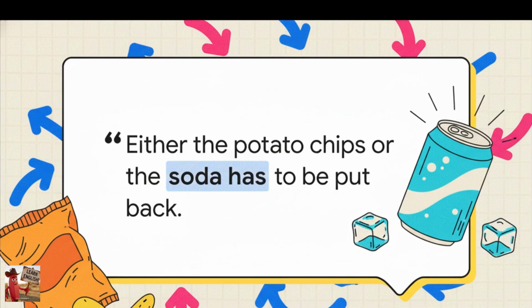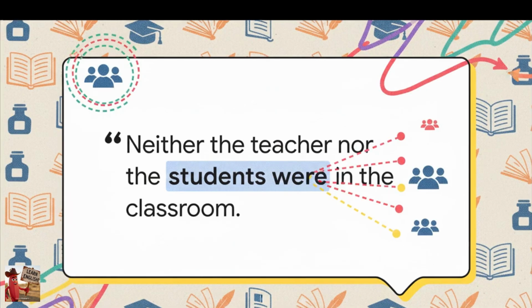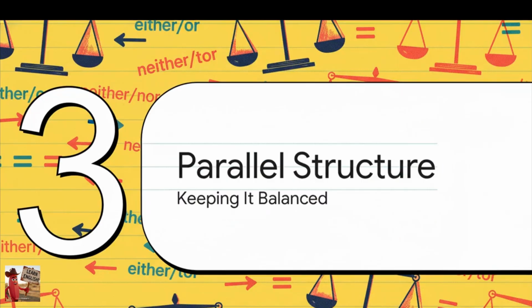So let's solve our mystery. Neither the dog nor the cats. The word closest to the verb is cats. It's plural. So the correct answer is are. And the best part? This rule works perfectly for neither/nor, too. No exceptions. Here, the plural noun students is right next to the verb, so we use the plural verb were. The students were in the classroom. So simple and consistent. So getting that verb right is absolutely huge.